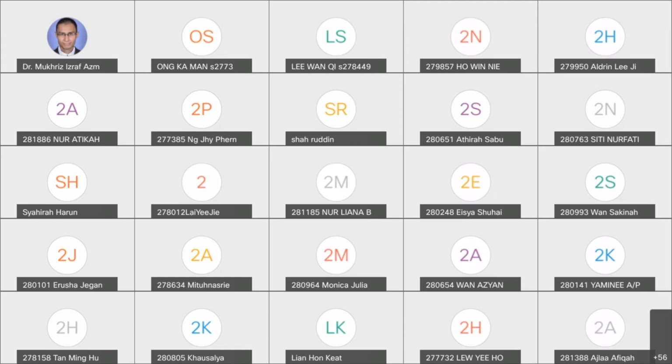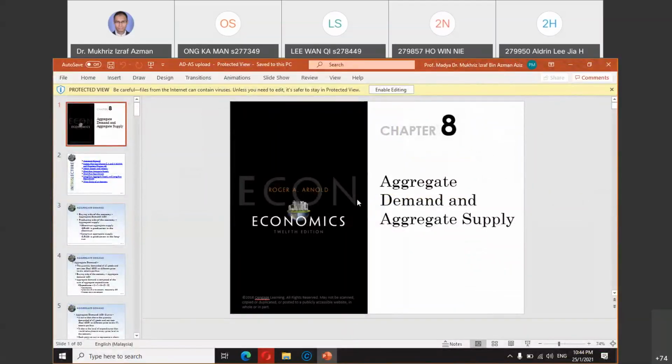If you talk about demand shifting upward or downward, or in terms of equilibrium, equilibrium is when demand equals supply. The same thing applies here. When aggregate demand equals aggregate supply, the country will be at the equilibrium point.